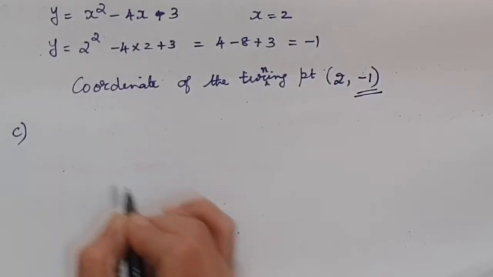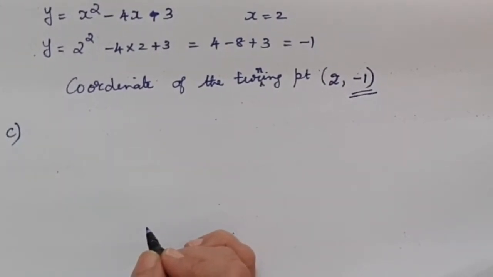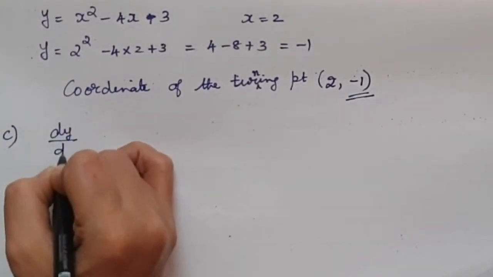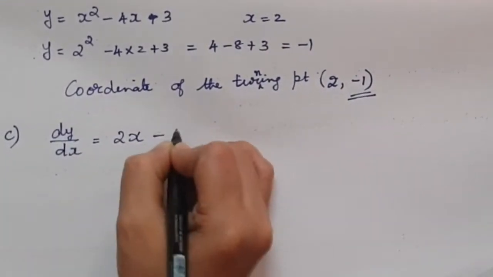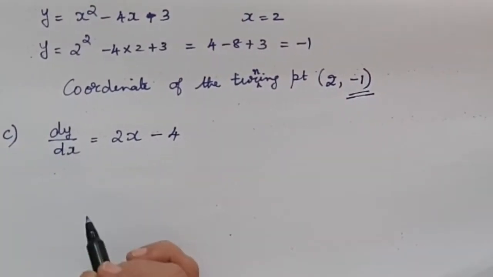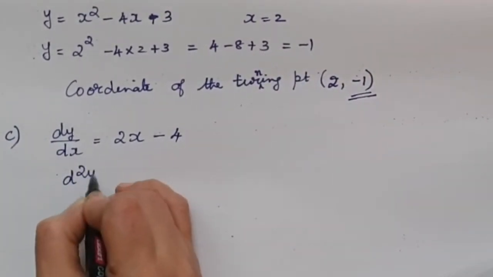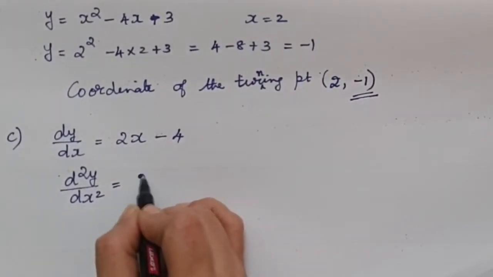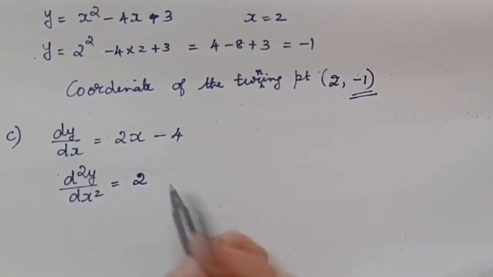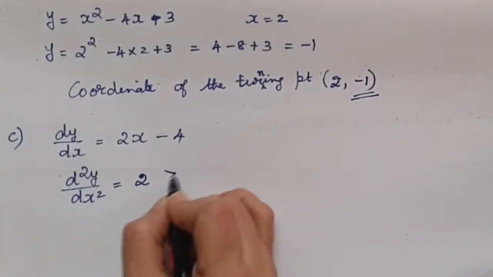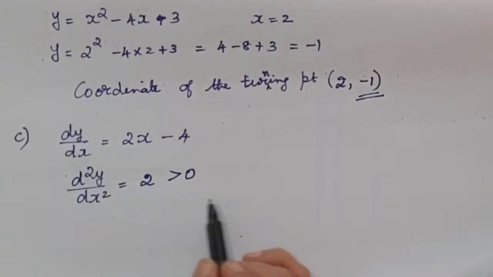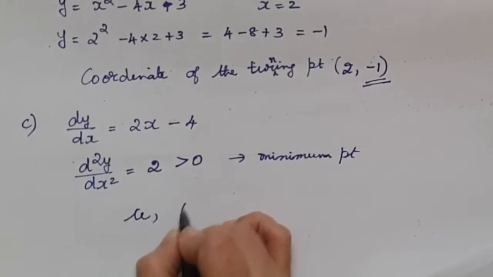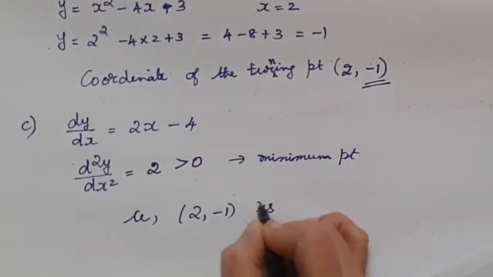Now in the C part, we need to check whether it is a maximum or a minimum point. We have already differentiated: our dy over dx we got as 2x minus 4. Now we will differentiate this again. So d squared y over dx squared: when we differentiate 2x, it is 2, and a constant when you differentiate it is 0. So this is greater than 0. When it is greater than 0, this is a minimum point. That is, you can write that the coordinate (2, minus 1) is a minimum.